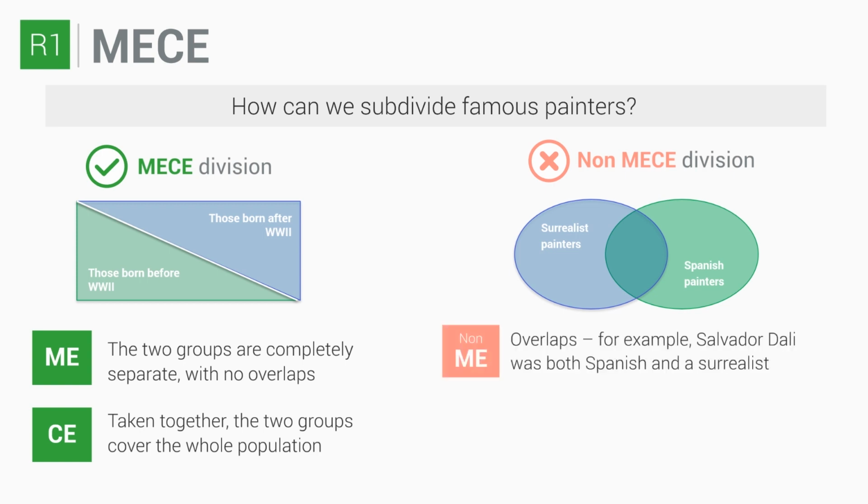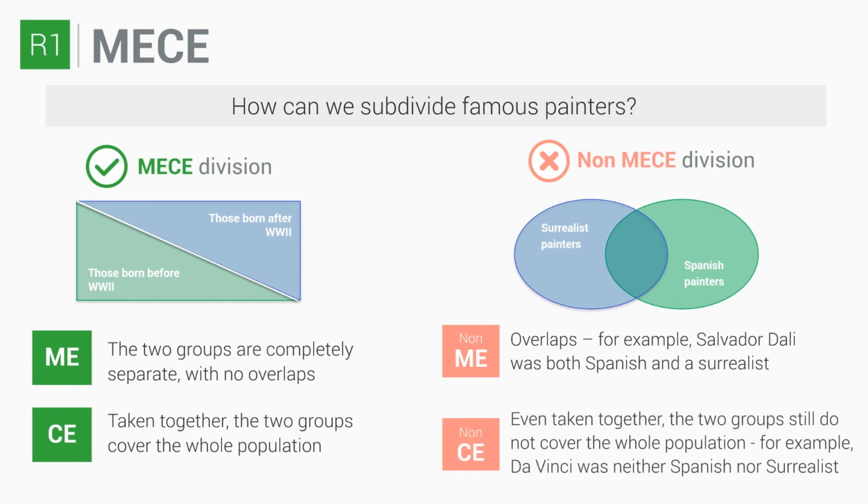A non-MECE division would have been to segment into Surrealist painters and Spanish painters. This is non-ME, as it has overlaps. For example, Salvador Dali was both Spanish and a Surrealist. And it is non-CE, in that even when taken together, the two groups still do not cover the whole population. For example, Da Vinci was neither Spanish nor Surrealist.